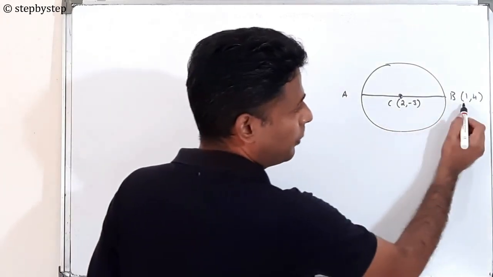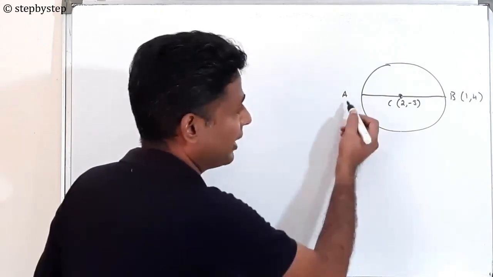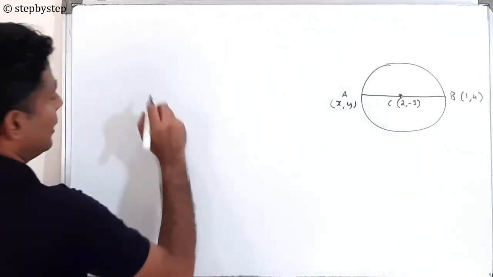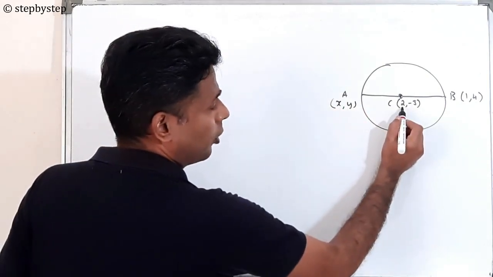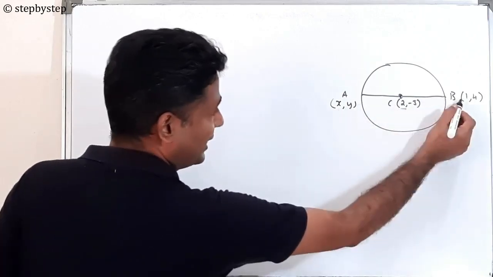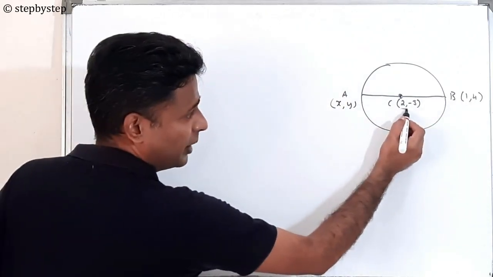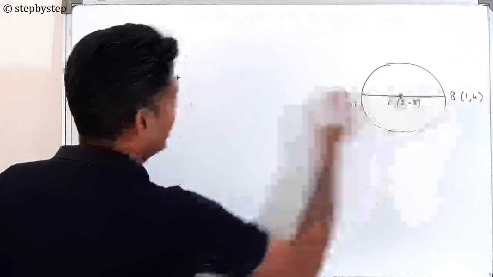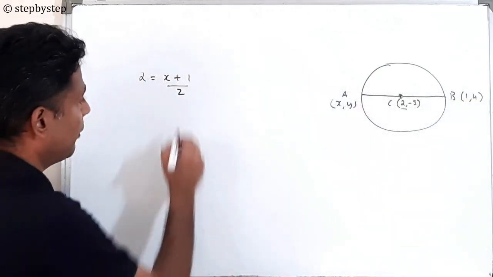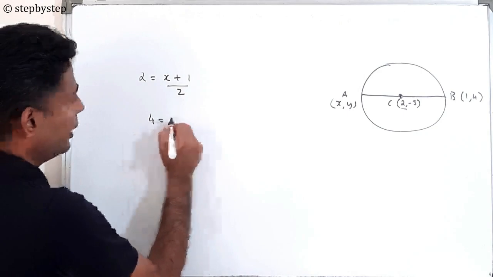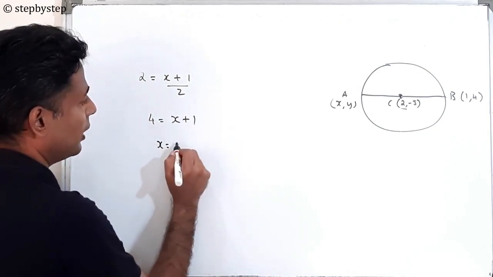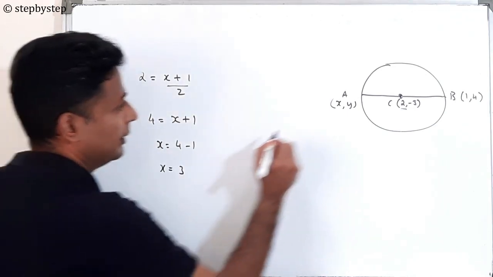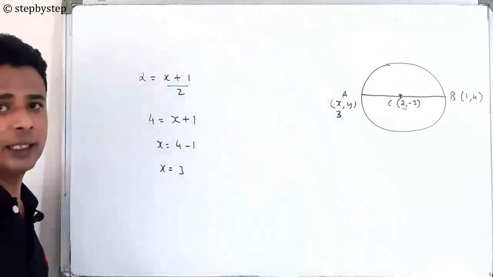So we know coordinates of the midpoint, we know coordinates of one end, which means we can find coordinates of the other end. Simple. So let the coordinates be x and y. Now midpoint formula, what is it? X coordinate of midpoint equals (x1 + x2)/2. So what is the x coordinate of midpoint? 2 equals (x + 1)/2. Now I'll transpose to this side, it becomes 2 into 2, 4 equals x + 1. So x equals 4 minus 1. So x equals 3. So we got coordinate of x as 3.